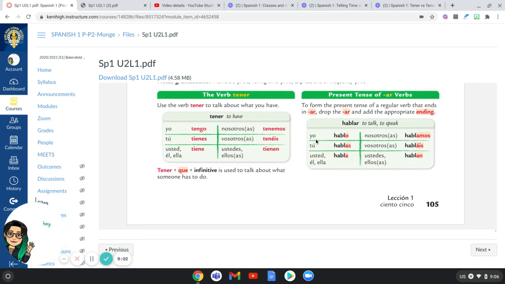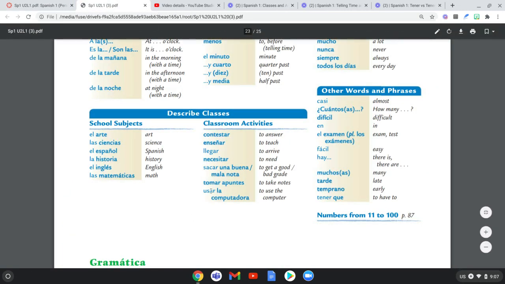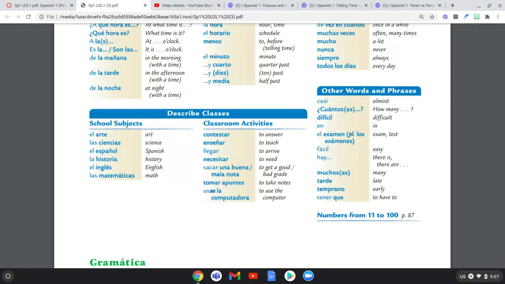So look, if I talk about myself, my new ending should be an O, right? So I'm talking about that word, usar, U-S-A-R. I'm going to change it, take away this part right here, and I would put an O instead. So it would be uso, right, with an O. So like, yo uso la computadora. I use a computer, which I do.